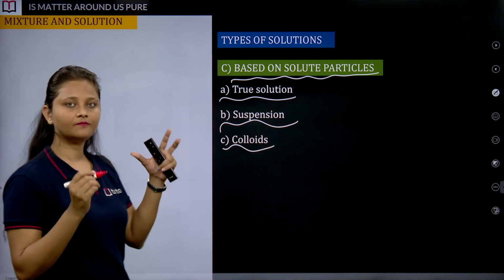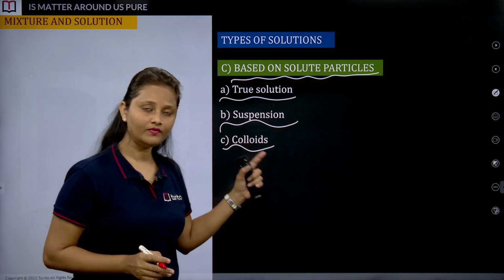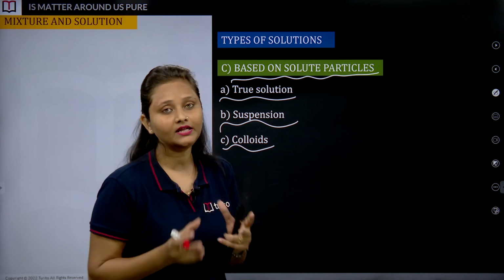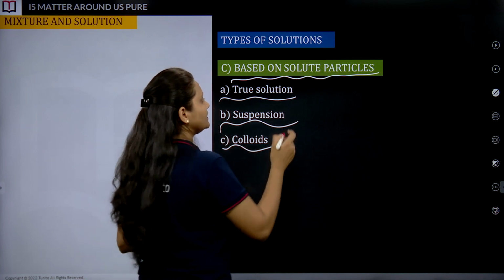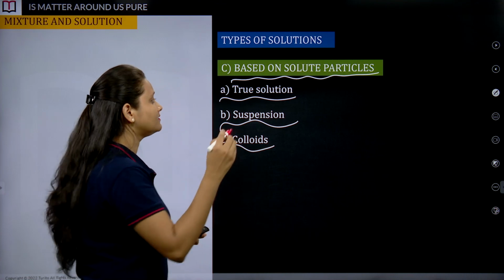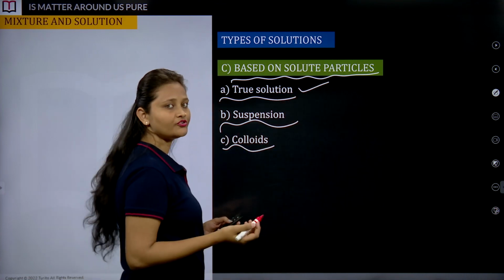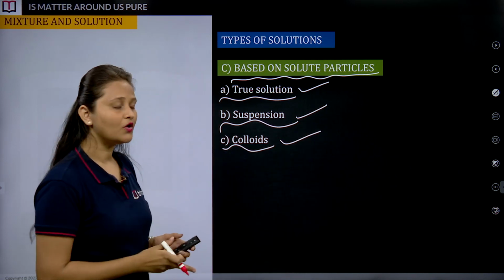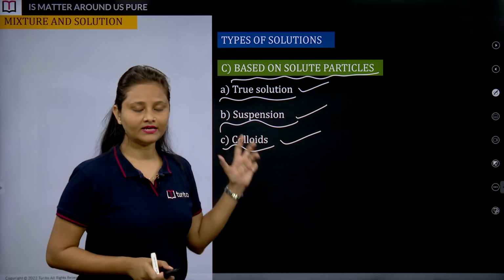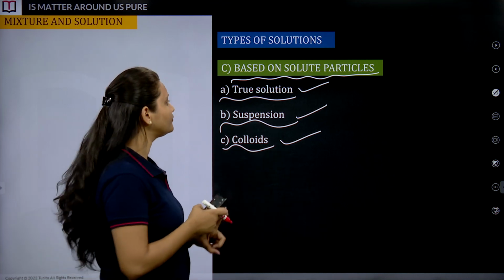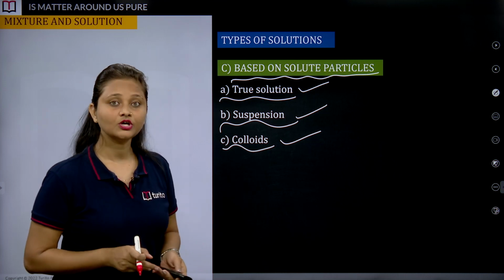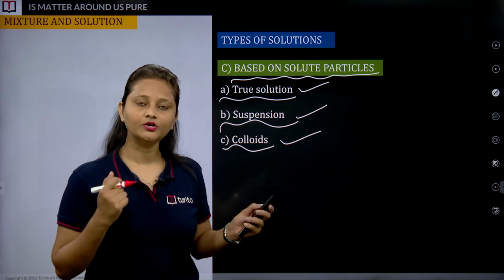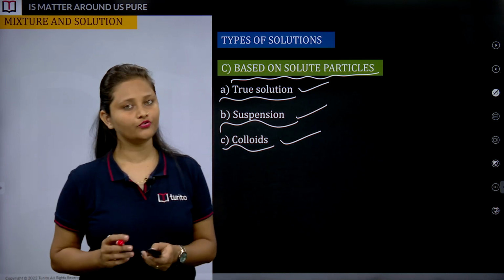So students, pay attention. This is something very new which we are going to learn. Here we are going to talk about the solute particles. The size of the particles of solute differs in true solution, in suspension, and in colloids. Based on this, we have given names to these types of solution. First is true solution, second is suspension, and next is colloids. We are going to understand their properties one by one. In today's session, we are going to talk about true solution. All right.